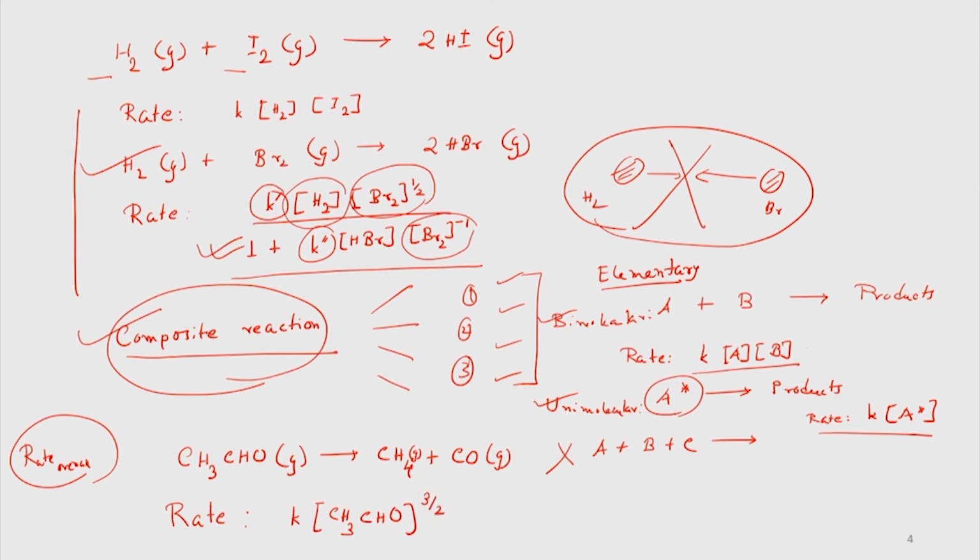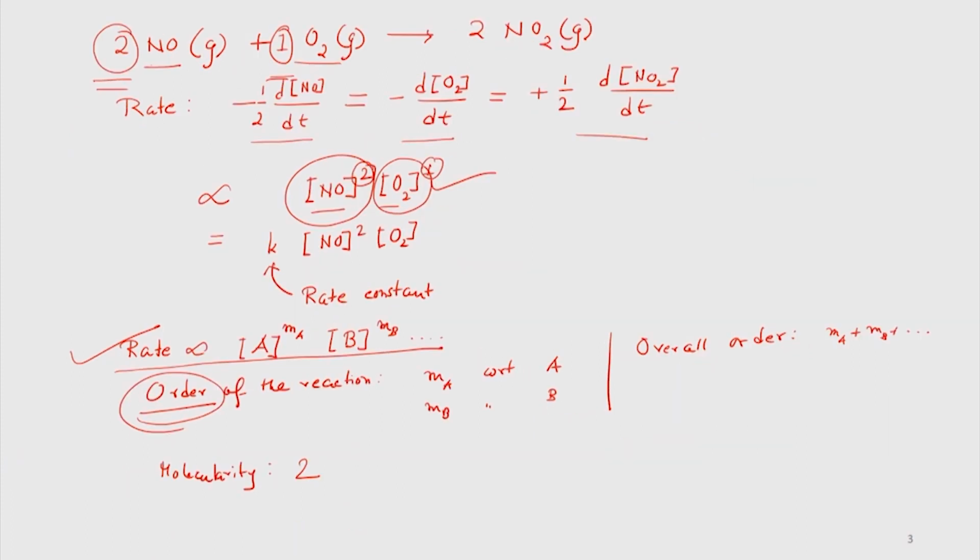Now, you see that this has an order, but this order is fractional, it is 3 by 2. So, it is very interesting that in most cases for a composite reaction you won't get the order simply the way we had written it, something like A to the power m_A, B to the power m_B. Only when you can write it like that does the order of a reaction have a meaning for a composite reaction, otherwise it does not have any meaning.